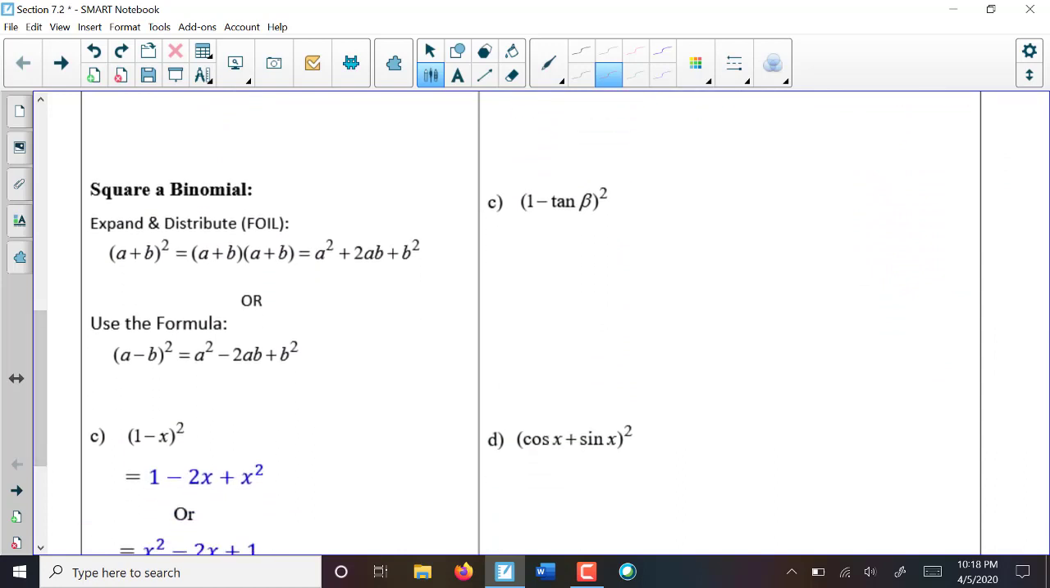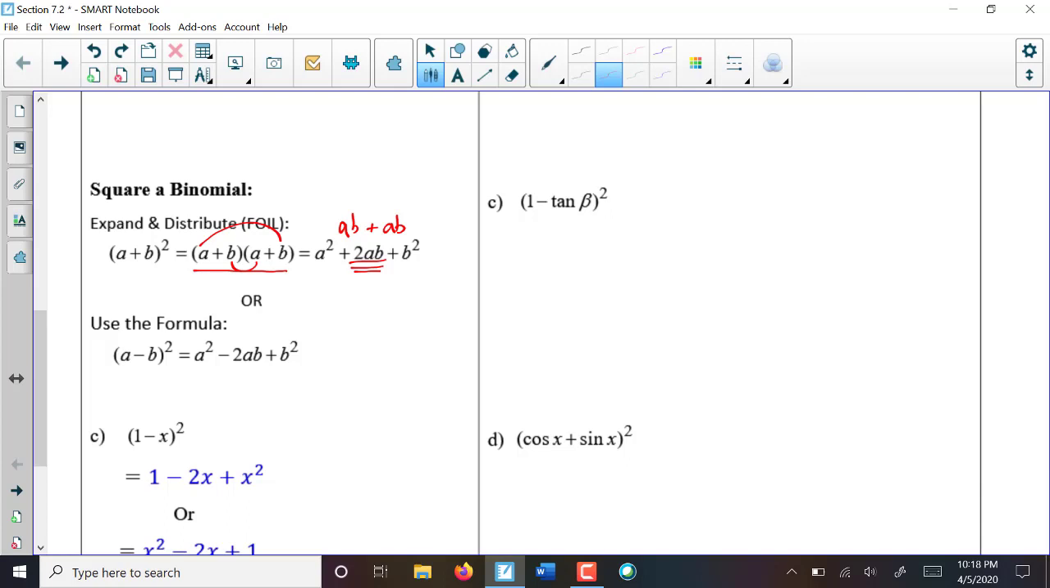Okay, squaring a binomial. There's two ways. You can do the old write it out or take it times itself, do the foiling or distributing, combine like terms. That's where you get this middle term. It's combined of the outside, which is AB, and the inside, which is AB, which gives us 2AB.